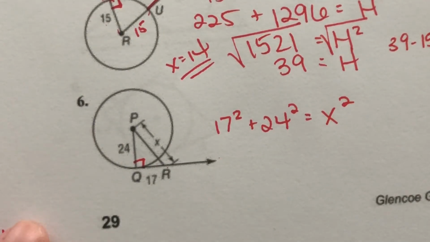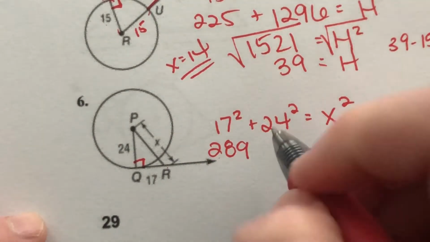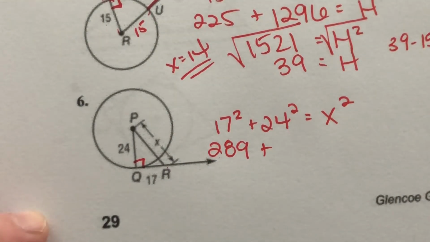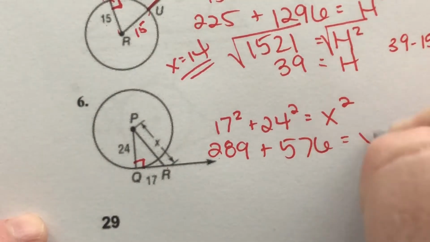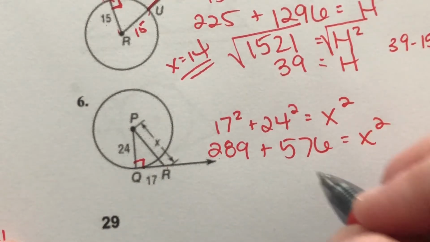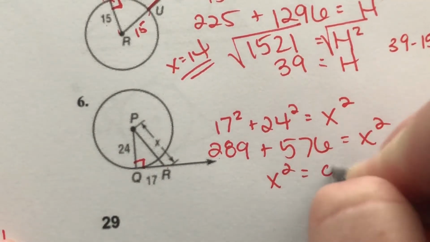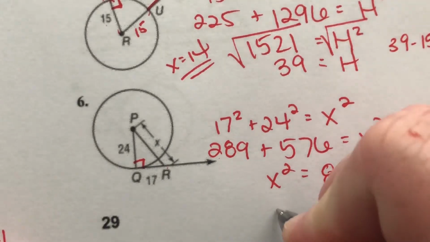I have my calculator right here next to me so I can figure out radicals or exponents real quick. 24 squared is 576. It's 865. And take the square root, and I get about, ooh, that's an ugly number, 29.4.